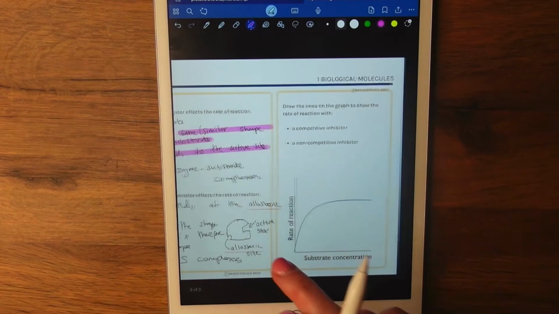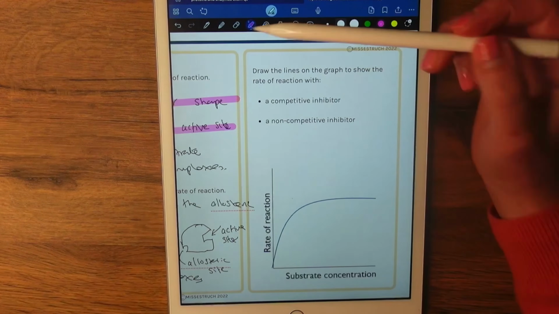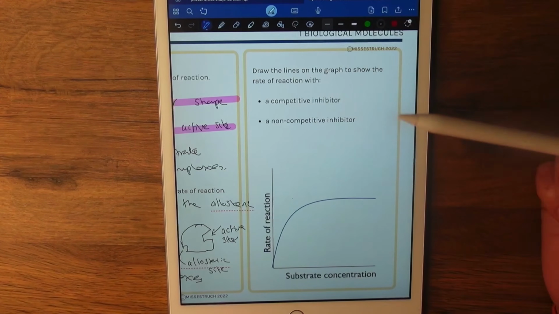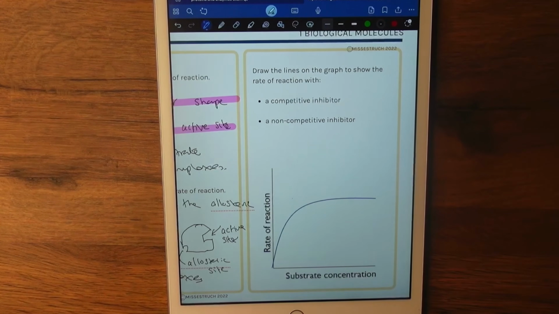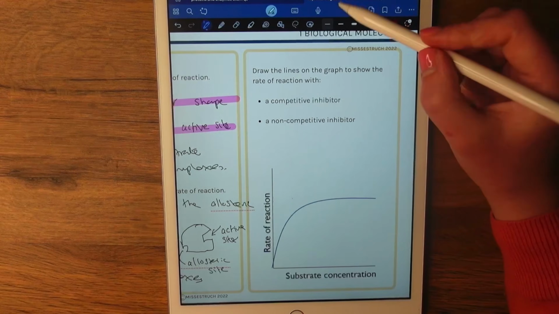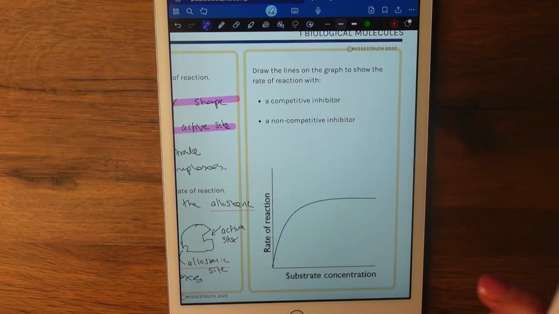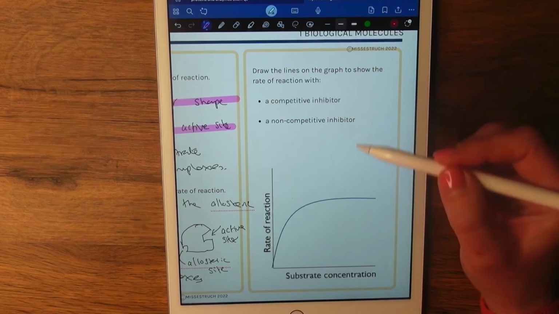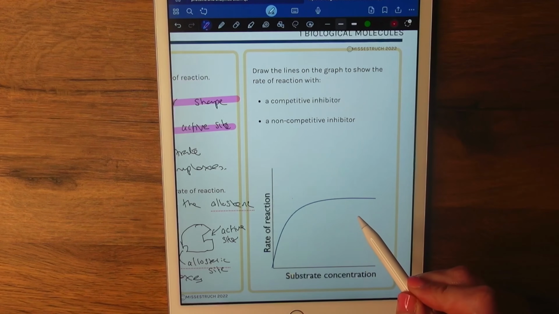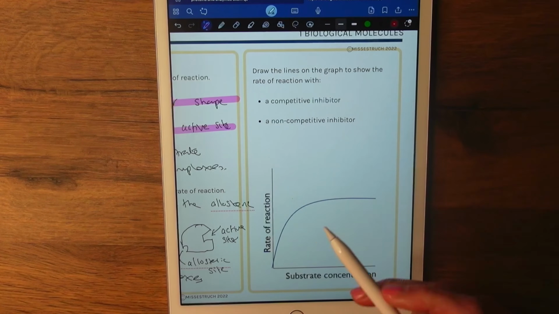Right, let's then have a look at this common graph that you get that you have to add your lines to. So draw the lines on the graph to show the rate of reaction with a competitive inhibitor compared to a non-competitive inhibitor. So I'm going to do my competitive inhibitor in red. The key things I'd be looking for, this would often be 2 marks. The competitive inhibitor should have a lower rate of reaction, but it ends at the same rate of reaction.